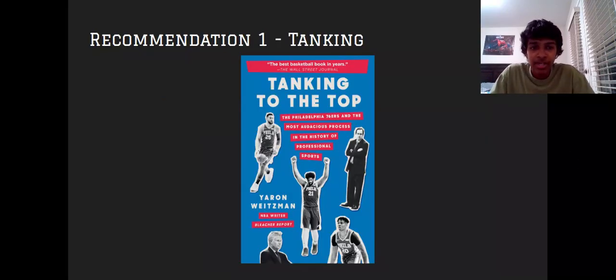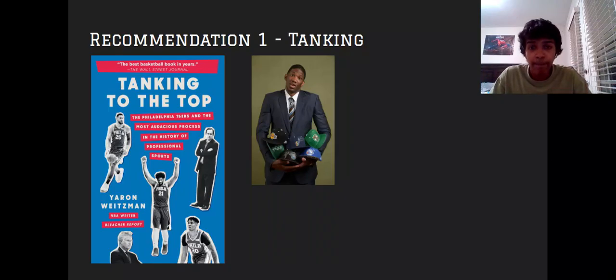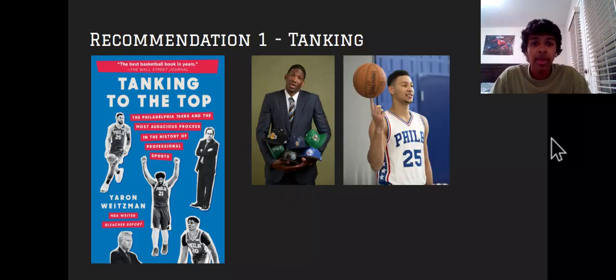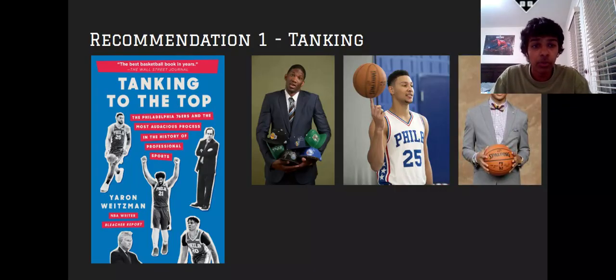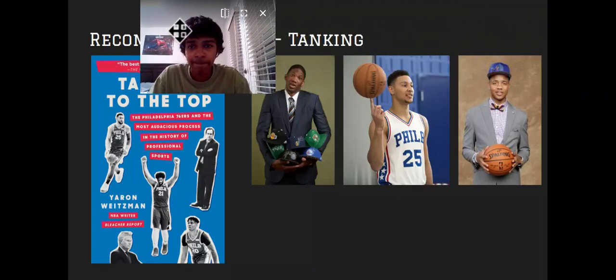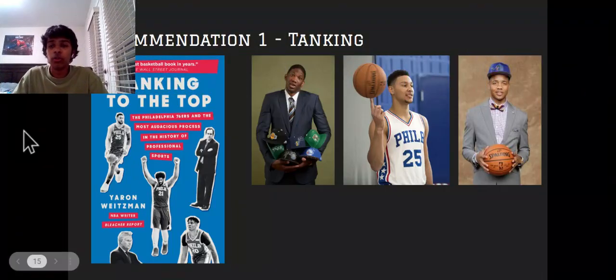So, what I would recommend for teams to get a better draft pick is to tank or to intentionally lose games. And this is the cover of the book, Tanking to the Top. And it's the story of the Philadelphia 76ers, who tanked or intentionally lost games and got multiple lottery picks. This includes Joel Embiid, picked third overall in 2014, Ben Simmons, who we saw before, who was picked first overall in 2016, and Markelle Fultz. He was picked first overall in 2017.